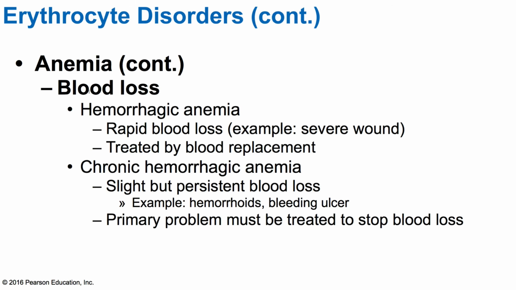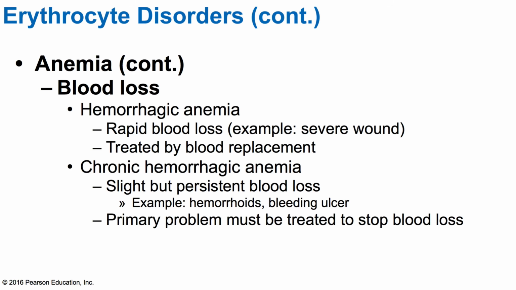Now let's take a look at the first group of cause for anemia, which is blood loss. And the first example that's given is hemorrhagic anemia. What's happening over here is that you're having a lot of blood being lost over a short period of time. So rapid blood loss. How does this happen? Usually due to some type of trauma. This could be due to a stab wound, a gunshot wound, or it could be just a simple laceration.